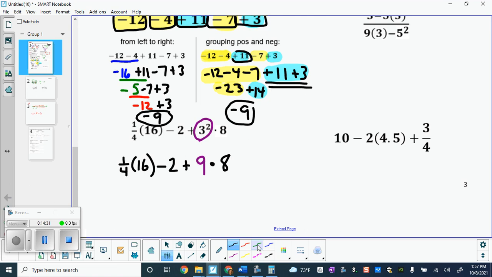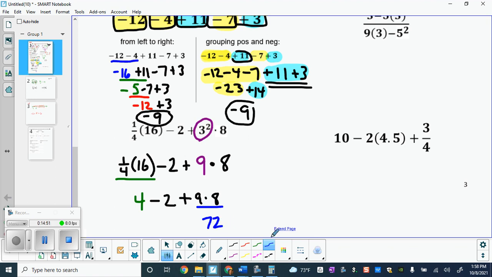So now we're ready for any multiplication or division, whichever we see first from left to right. And right here, I see the 1/4 of 16. We already know that that's a 4. Then I'm just going to do minus 2 plus 9 times 8. So we do have one more multiplication right here, which is a 72.